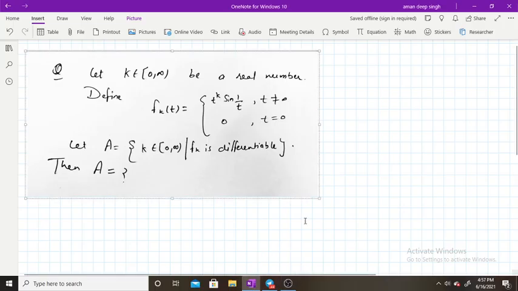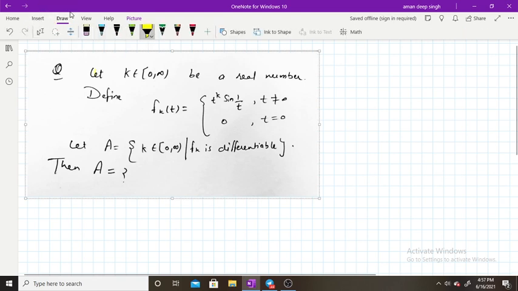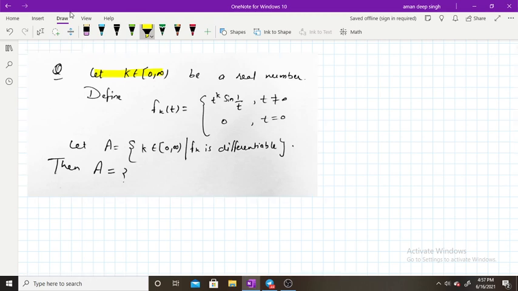This is Amandeep Singh, and today's question of the day is: let k belong to the closed-open interval [0, ∞) be a real number such that the function f_k(t), with k as a subscript, is defined as t to the power k times sine of 1 upon t when t is not equal to 0, and 0 when t is equal to 0. A set A is represented as the values of k in the interval [0, ∞) for which f_k is differentiable.